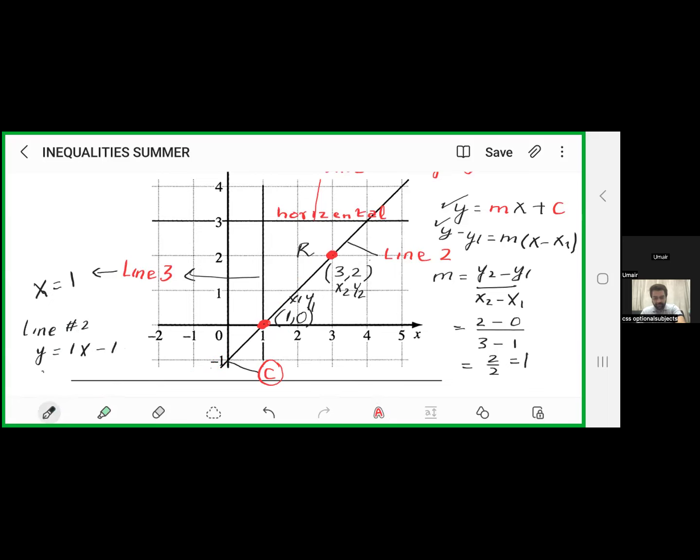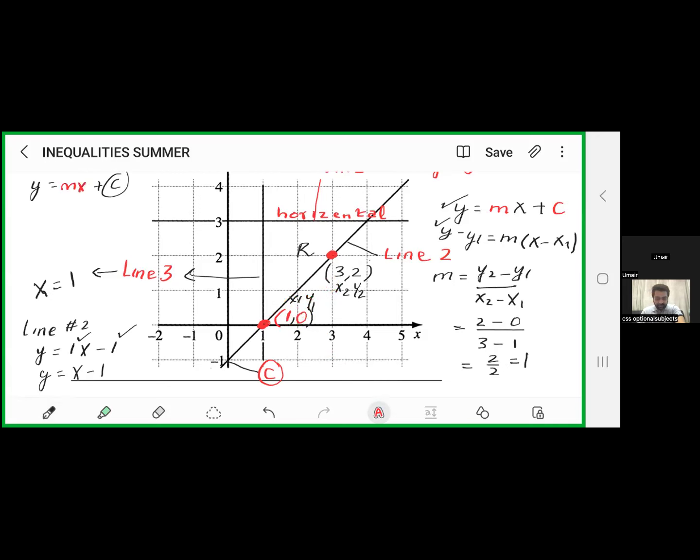So the equation is y is equal to x minus 1. This is the value of c, this is the value of m. We can also find c from another method which you people used to do, y is equal to mx plus c. We have to find c. So I'm going to put x equal to 1 and y equal to 0. X equal to 1, y equal to 0.